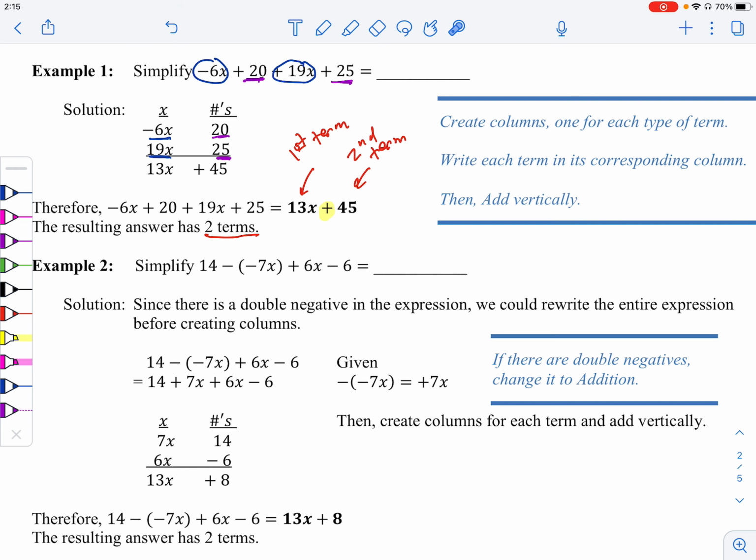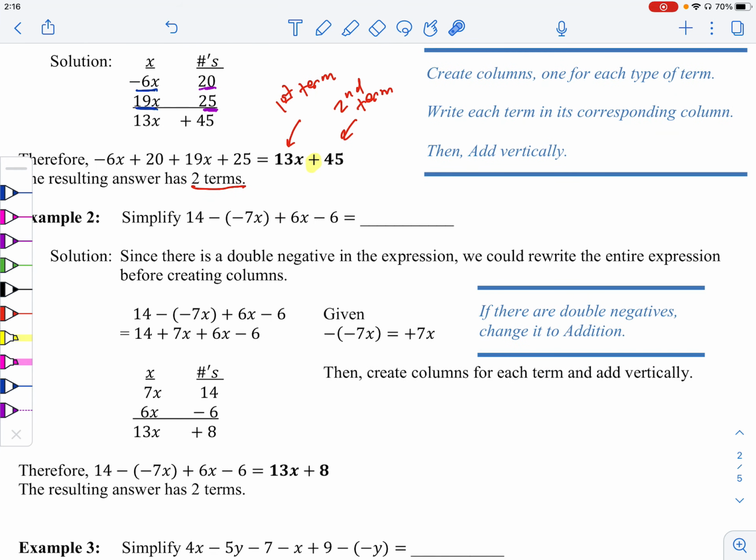Okay, so example number 2, same thing. Because we have this double negative here, we could rewrite the entire expression before creating columns, right? So remember, 2 negatives next to each other is always positive. So that's why we have positive 7x, right? So a double negative here turned into a positive. And now we just have x's and numbers, right? So our x column, we have 7x here. We have 6x here. Our numbers are 14 and -6.